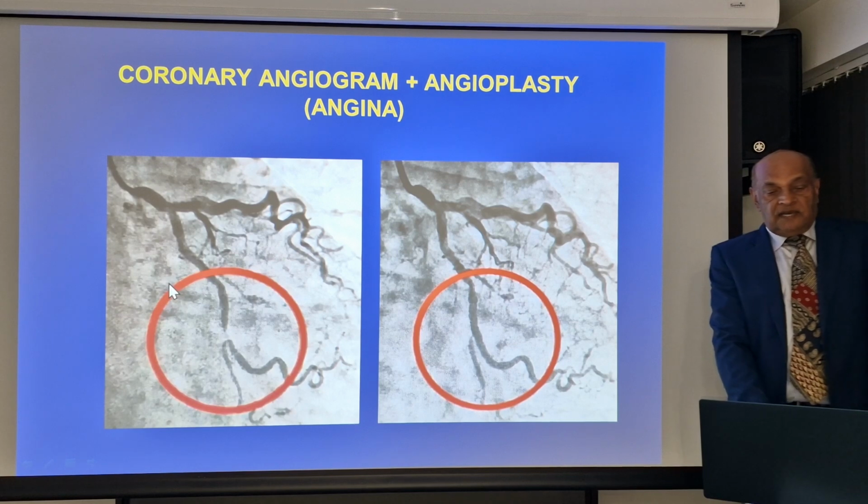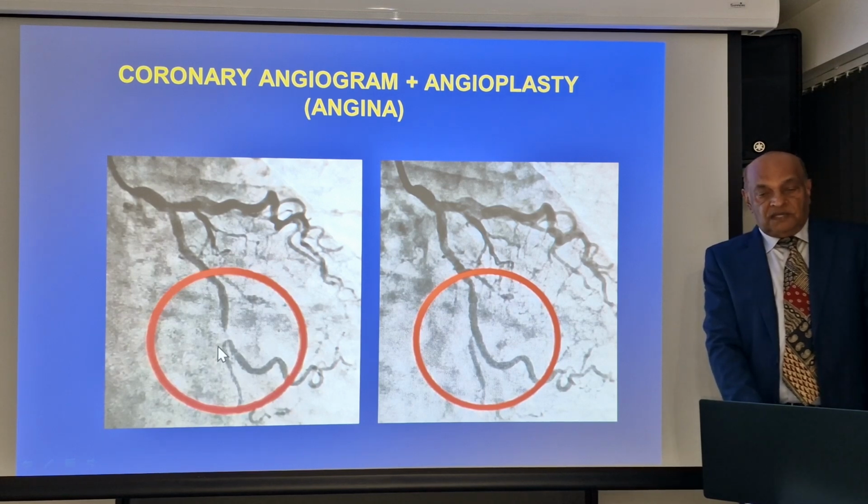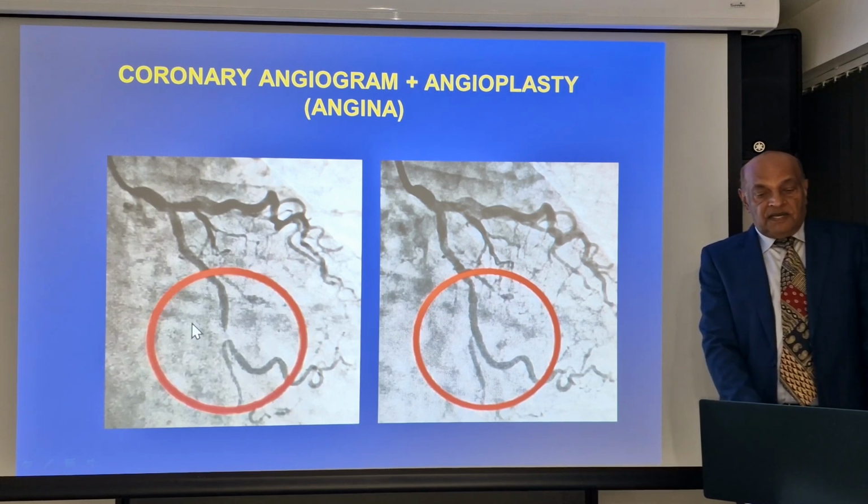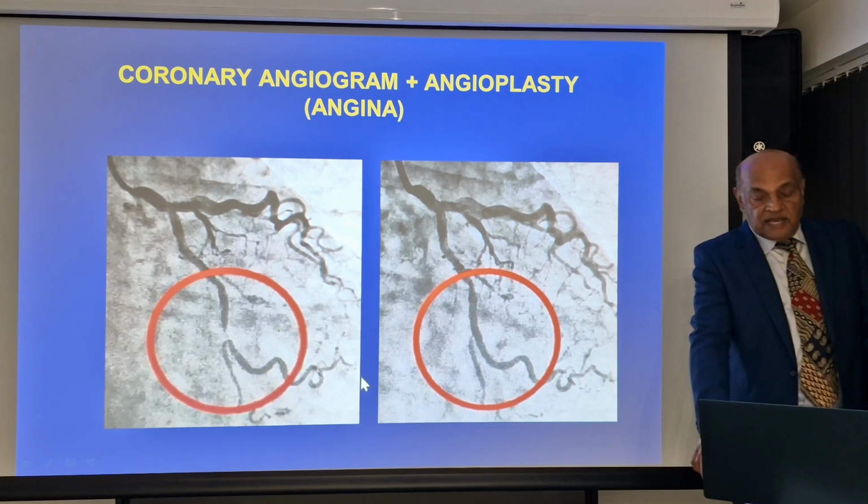So here's an example of an abnormal coronary angiogram. A narrowing is demonstrated here, and following a successful stent procedure, you can see how the vessel is nice and uniform.